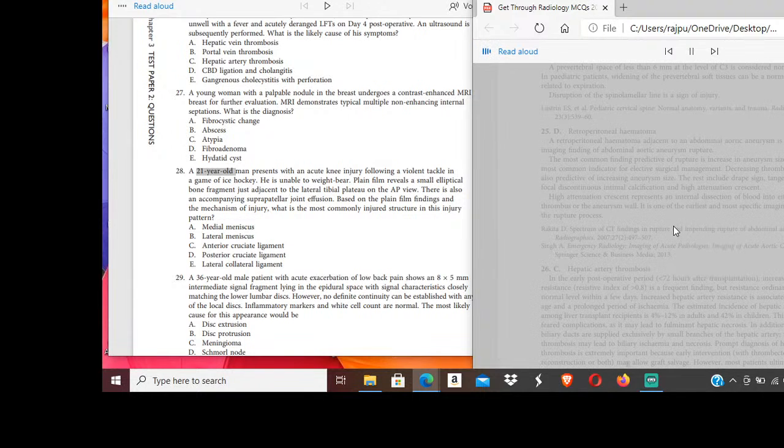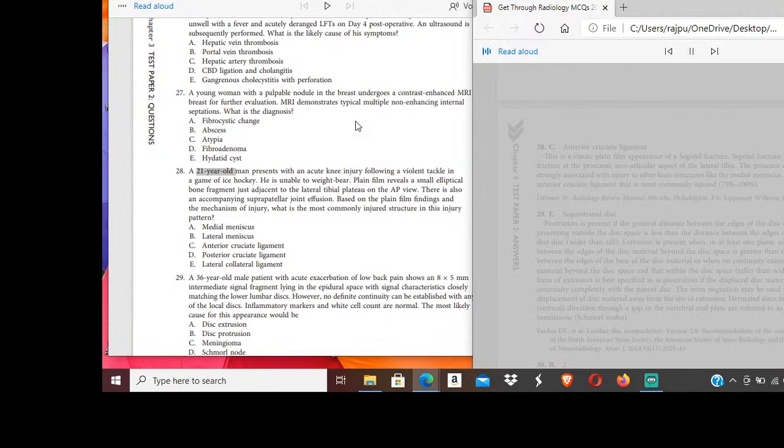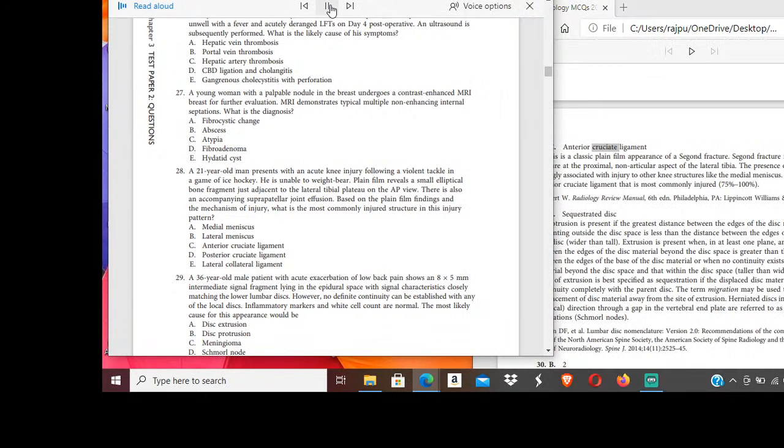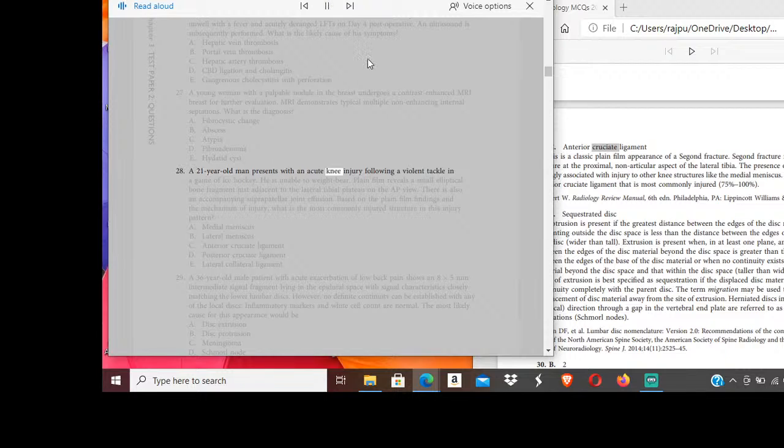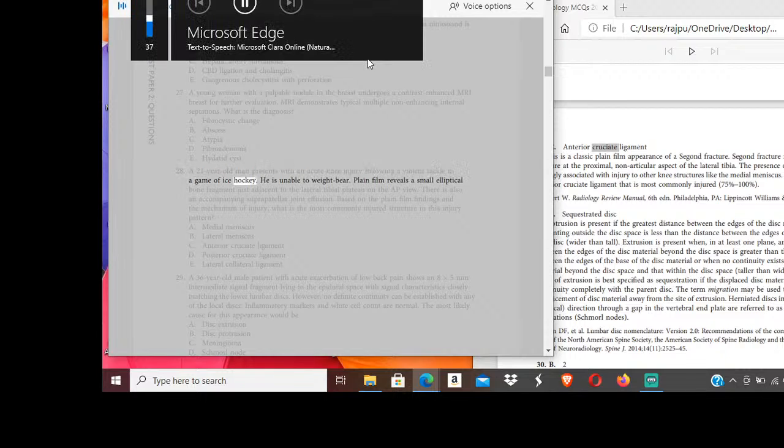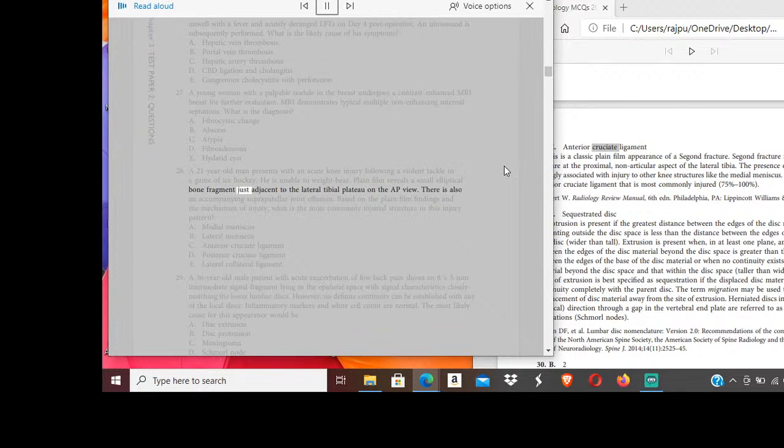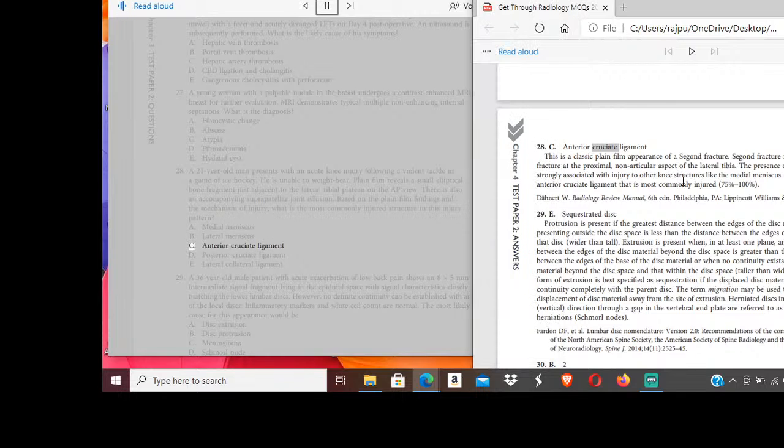Chapter 4. Test Paper 2, Answers. 28. A 21-year-old man presents with an acute knee injury following a violent tackle in a game of ice hockey. He is unable to weight bear. Plain film reveals a small elliptical bone fragment just adjacent to the lateral tibial plateau on the AP view. There is also an accompanying suprapatellar joint effusion. Based on the plain film findings and the mechanism of injury, what is the most commonly injured structure in this injury pattern? A. Medial meniscus. B. Lateral meniscus. C. Anterior cruciate ligament. D. Posterior cruciate ligament. E. Lateral collateral ligament.